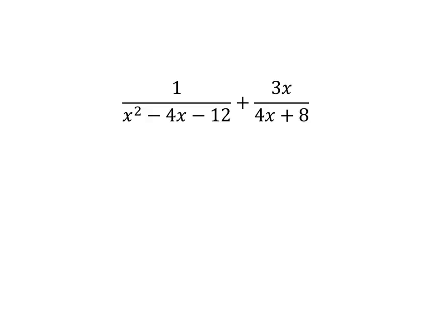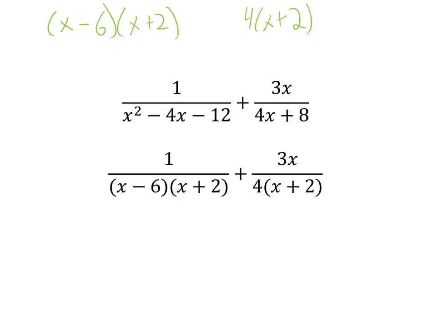So we're going to factor the two bottom parts. The bottom of the first one could factor down into x minus 6, x plus 2. And for the denominator of the second one, we can take a 4 out, giving us an x plus 2. Now we want to find the least common multiple. x minus 6: is there an x minus 6 over here in this one? No. So that's going to be one of them. x plus 2: is there another x plus 2 over here? Yes, there is. So that's going to be one of them, and we're going to erase the second one.